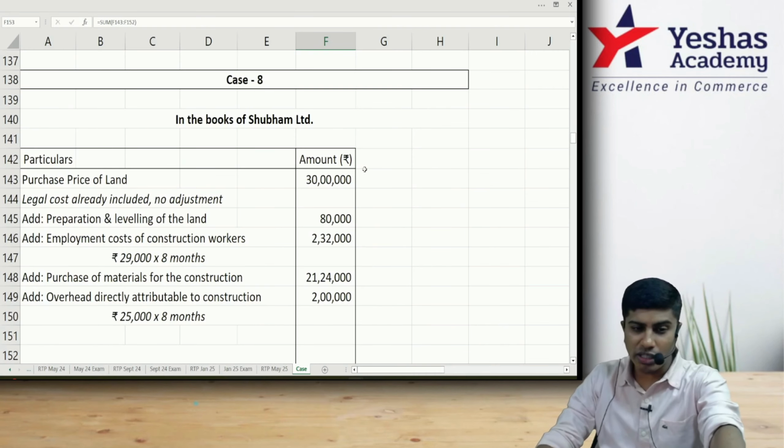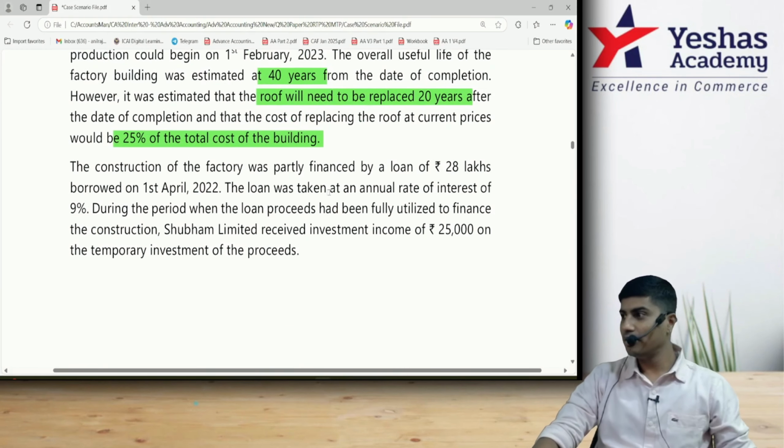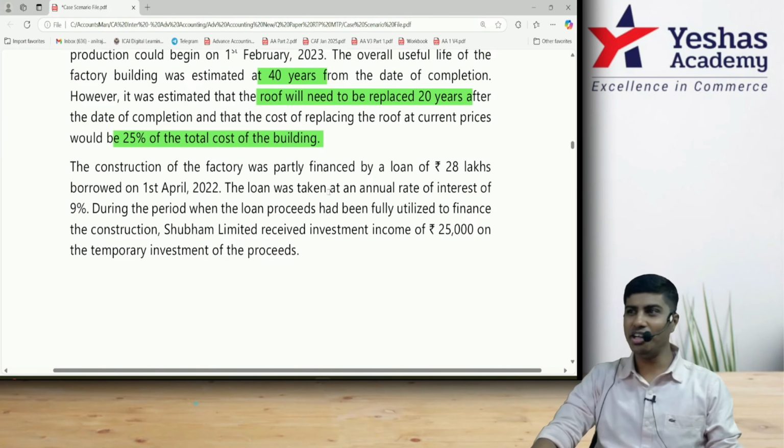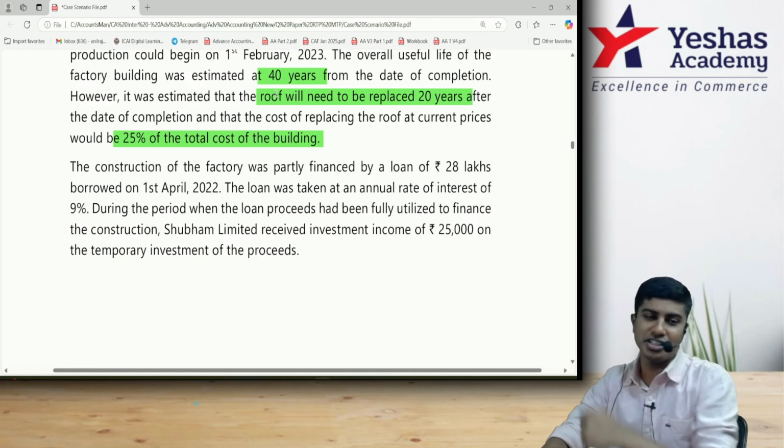Sir, can I take this total here? No, don't do that. Why? There's one more paragraph. Now post the interest entry, paragraph 16.